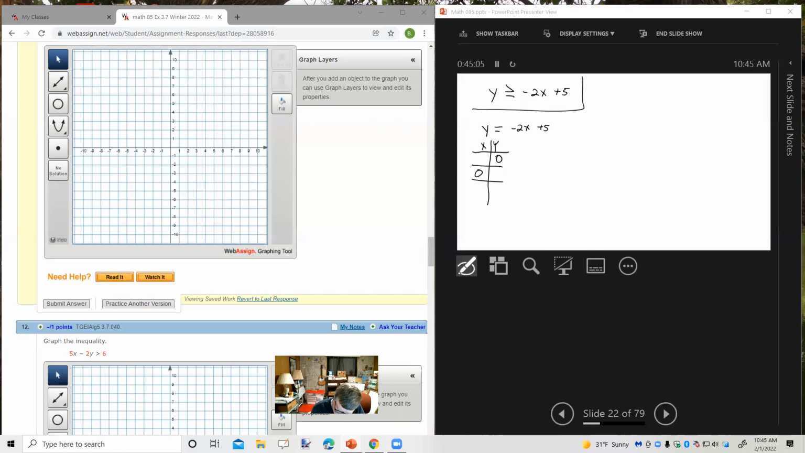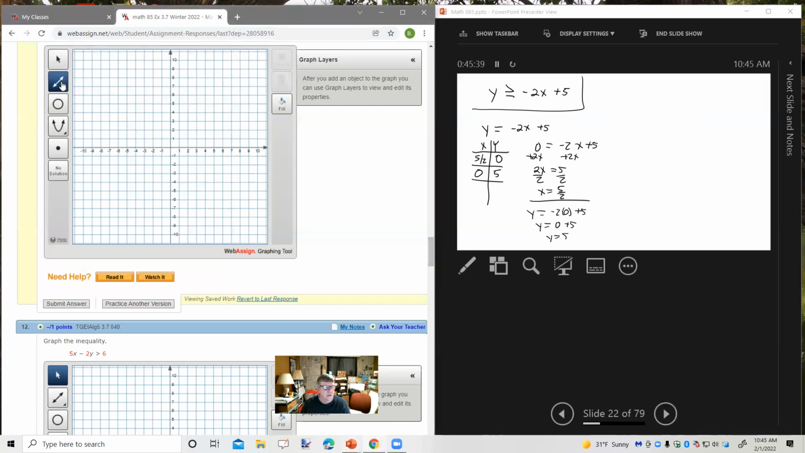If y is 0, I get 0 equals negative 2x plus 5. I'll add 2x to both sides of the equation. 2x equals 5. Divide both sides by 2. X is 5 halves. Okay. Next, if x is 0, y equals -2 times 0 plus 5. Y equals 0 plus 5. Y equals 5. Okay. So I've got my 2 points.